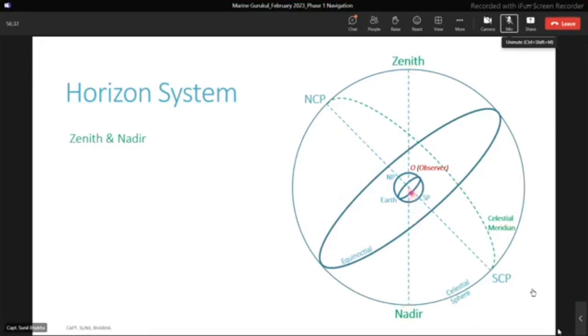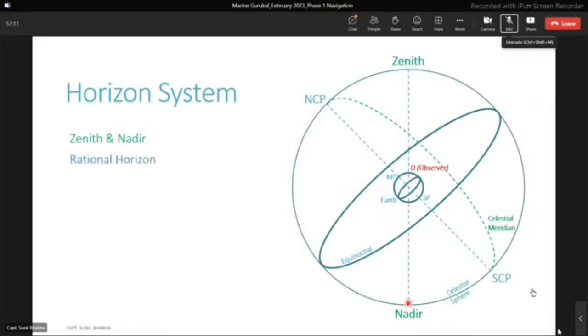So I'm repeating once again. If you draw a line from the center of Earth, passing from the position of the observer, extended up to the celestial sphere, the point where it meets is known as the zenith of the observer. And the point diametrically opposite to it, where the line extended in the opposite direction meets the celestial sphere, is known as the nadir. Now we have the zenith and the nadir represented on the celestial sphere.